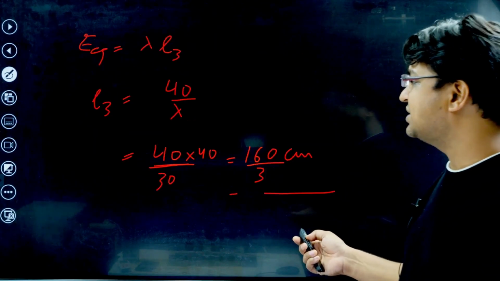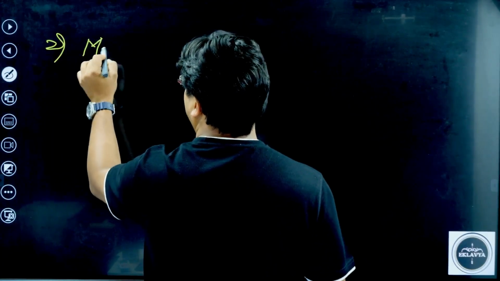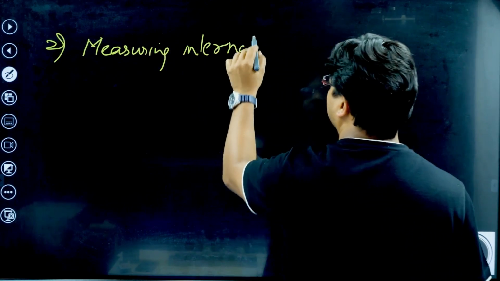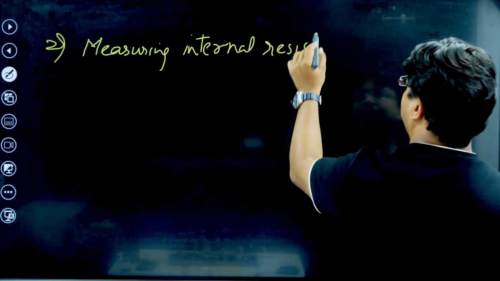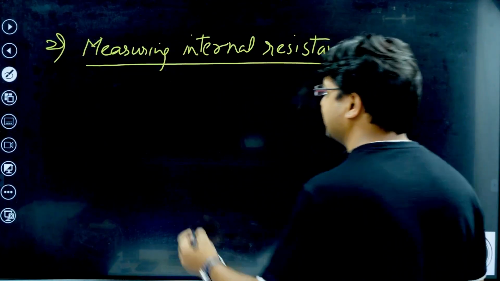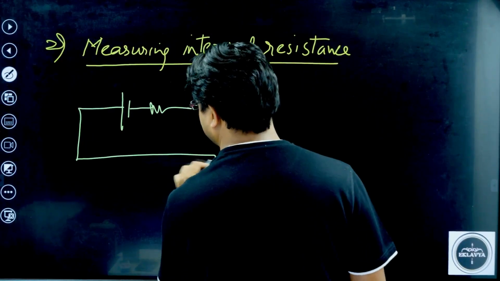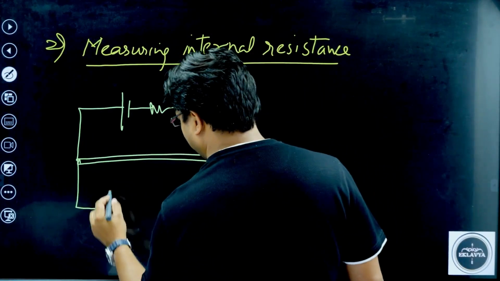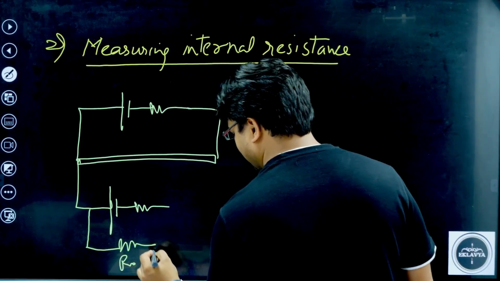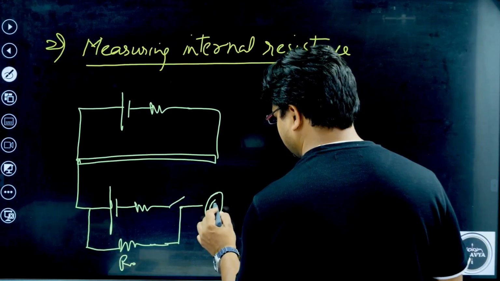Now let's go to the second usage, which is measuring the internal resistance of a battery. Again, things remain the same. We will create a primary circuit. We need not know the EMF and the resistance of the primary circuit. Then there is a battery with internal resistance, and we will connect another resistance R naught. The value of R naught would be known to us, and this is the galvanometer.